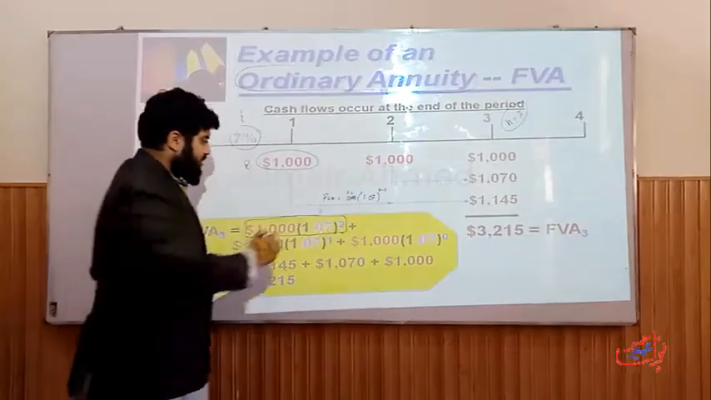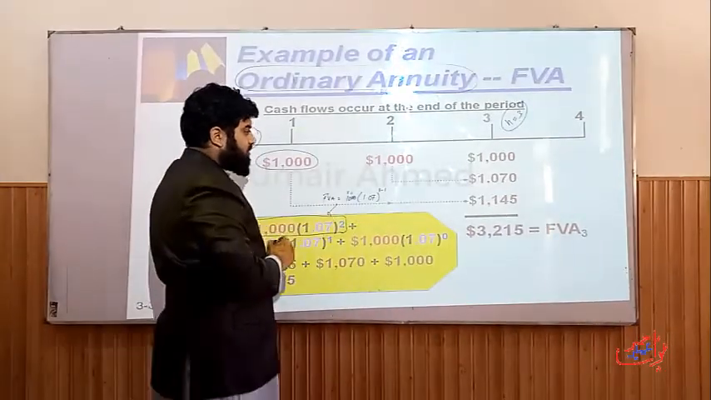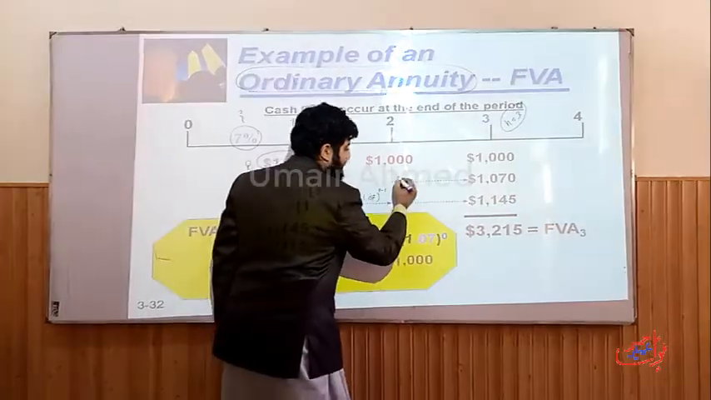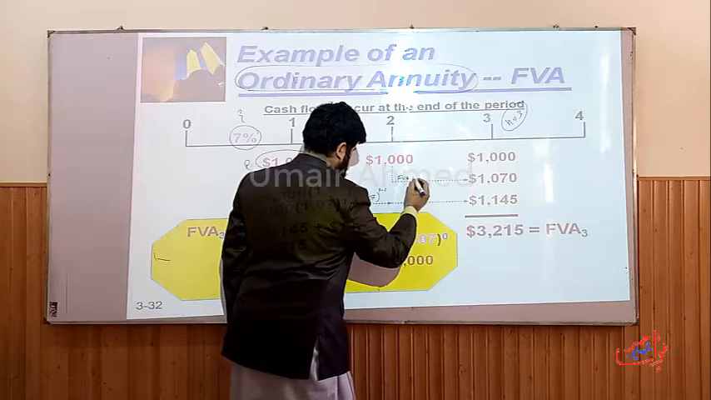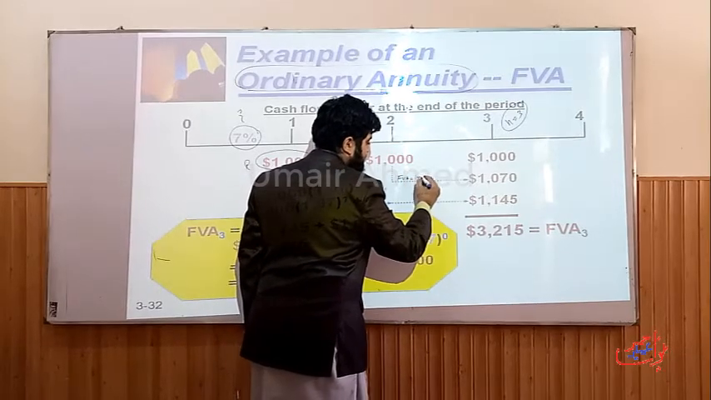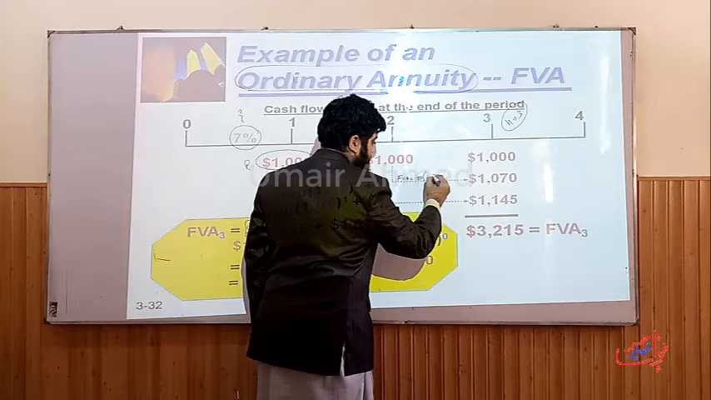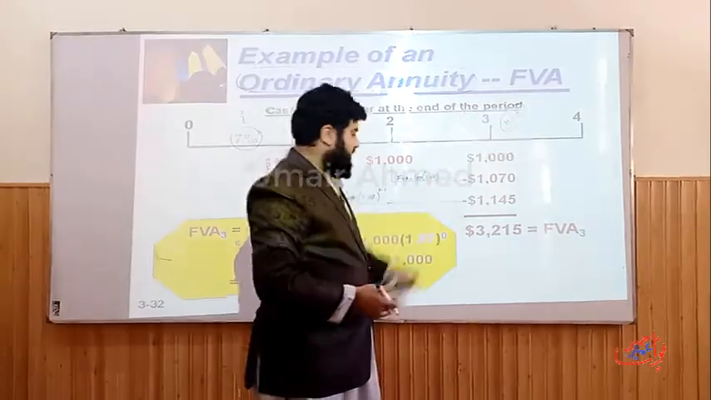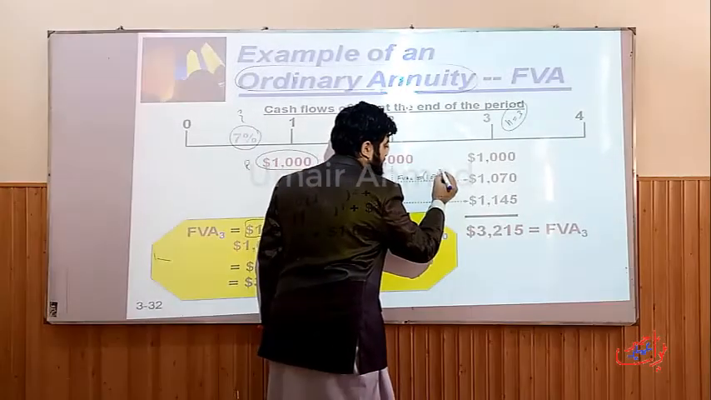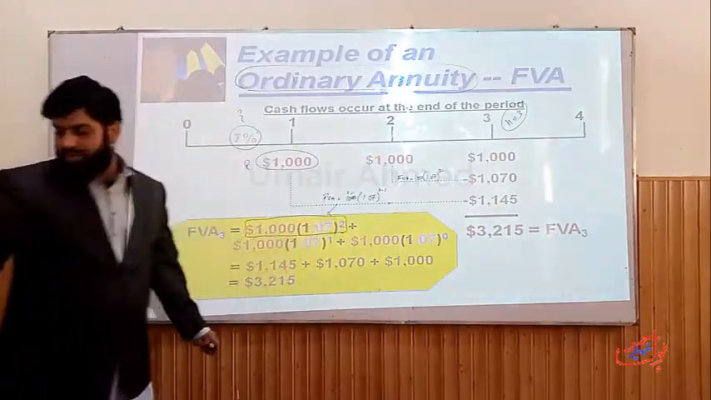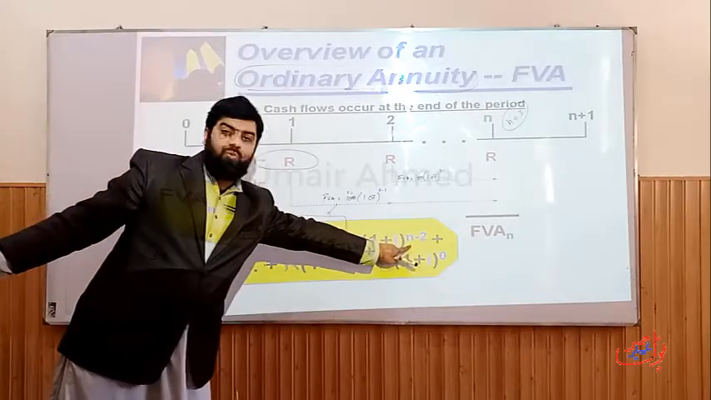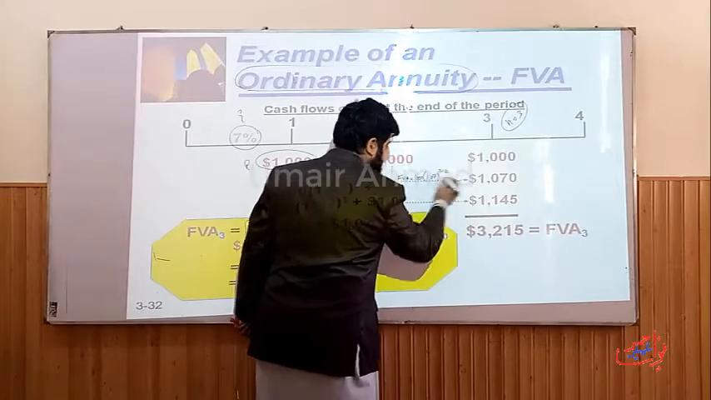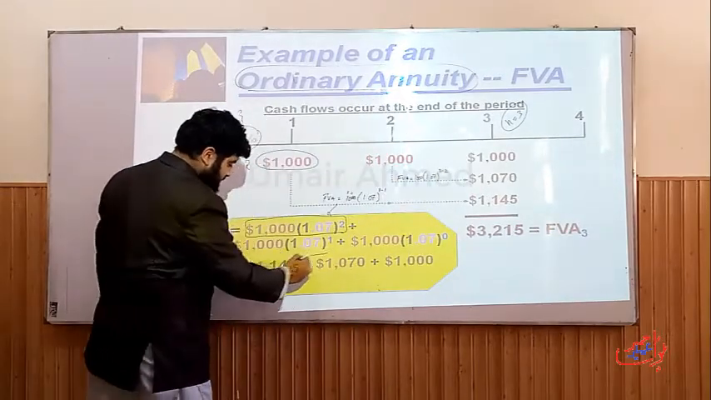Is that clear to you? Now for the second year, at the end of the second year, how to calculate? Future value annuity is equal to 1,000 R times 1.07. The interest rate will be the same, just the number of years will change. 3 minus, what do we have to minus here? It's 2. We have to minus 2 here. So it becomes like this.